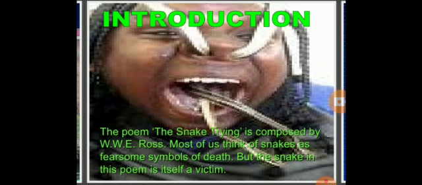In this poem, the snake is considered to be a dangerous and poisonous reptile. Actually, we consider snakes as dangerous and poisonous reptiles. However, the idea projected through this poem is quite contradictory, that is, opposite to what people perceive of snakes.